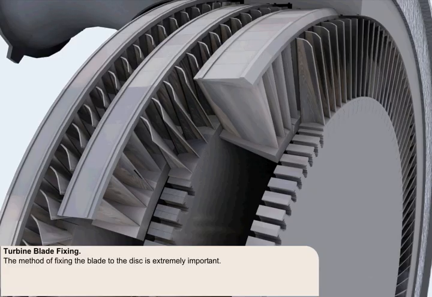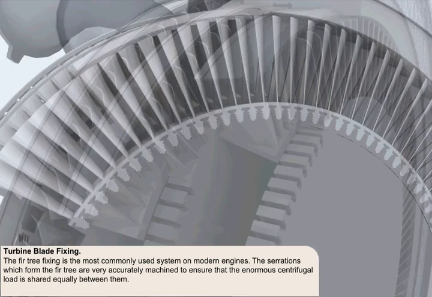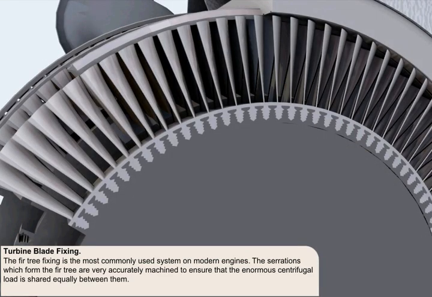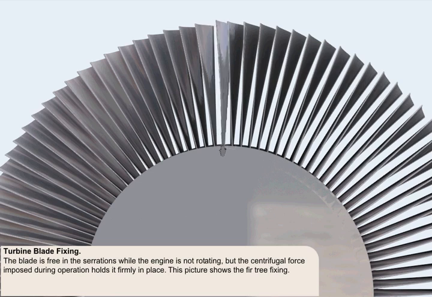The considerable stress imposed upon the turbine blade and the turbine disc when the engine is rotating at working speed makes the method of fixing the blade to the disc extremely important. The fir tree fixing is the most commonly used system on modern engines. The serrations which form the fir tree are very accurately machined to ensure that the enormous centrifugal load is shared equally between them. The blade is free in the serrations while the engine is not rotating, but during operation the centrifugal force imposed holds it firmly in place.